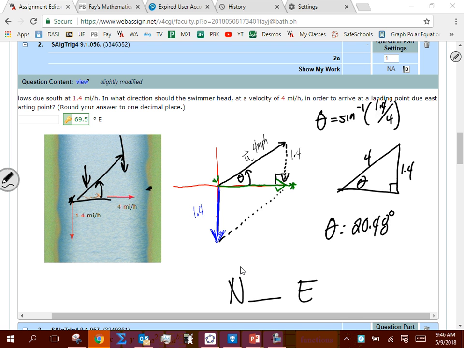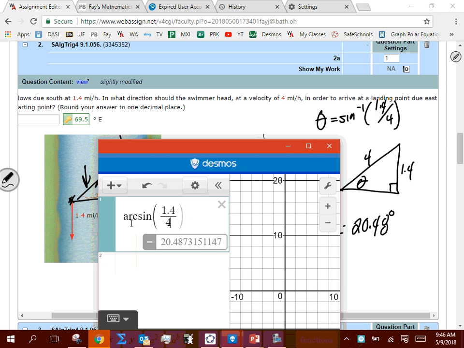So the idea is, if you're trying to travel this vector, that's first in a northerly direction, right? But then how far do I have to deviate to the east? I would take 90 and subtract this. So 90 minus that number gives me my 69.5 that we're looking for here. And the 69.5, if you can get the 20.48, great. That's what I'm really concerned with.